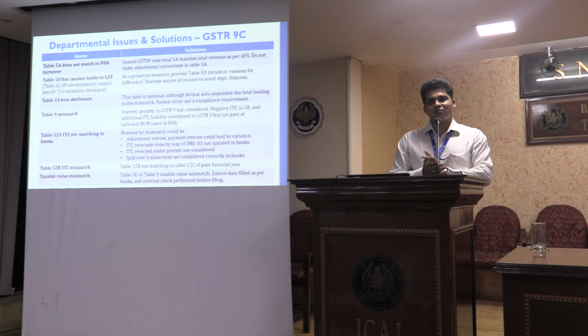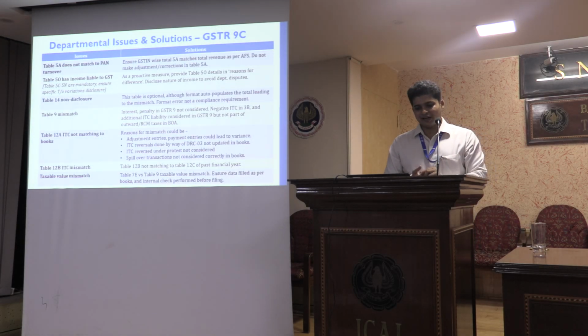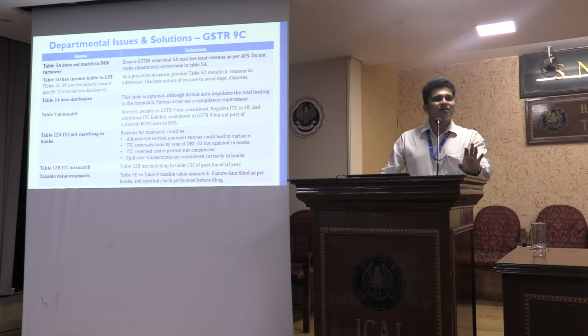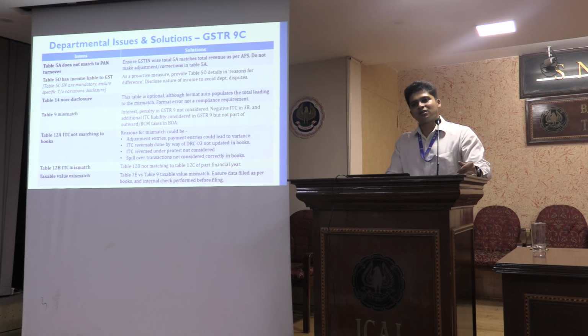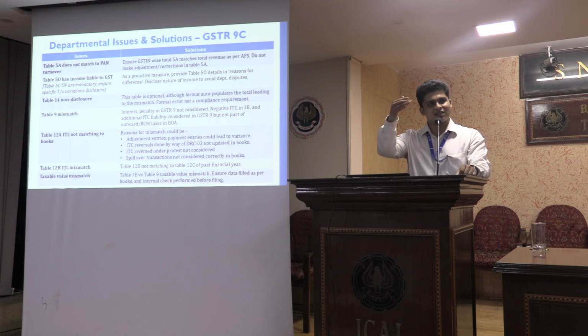So what are the departmental issues and solutions with respect to 9C? The major error that they are seeing is a turnover mismatch in table 5A. Other than this, table 14 non-disclosure. This is like a frivolous notice of sorts. It is a relaxed, optional table, but they still say that because the total comes in table 14, there are no details mentioned above. So we have to of course give them the details of the notification which has given the relaxation, and we can say that these are not mandatory tables.